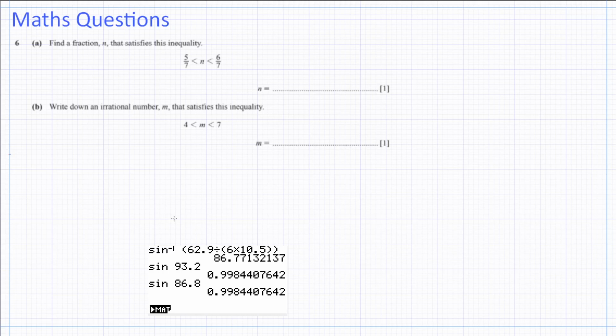There we go with another IGCSE question. Now, first one, find a fraction n that satisfies this inequality. So we have here n is greater than 5 over 7, but it's less than 6 over 7. So how can we find a number that's in between those two?